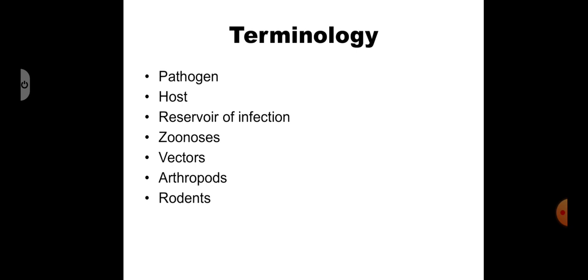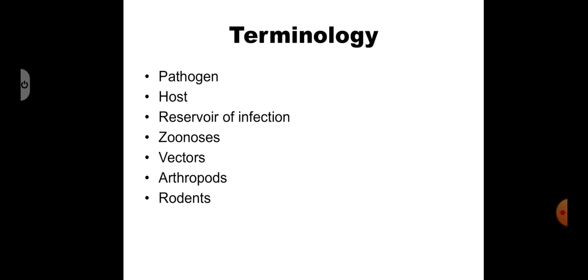What is a pathogen? Pathogen is a microbe. It can be a bacteria, virus, fungi or parasite, which is capable of causing disease. Host is usually a human which harbors the pathogen. Reservoir of infection is a natural habitat in which the organism lives and multiplies. That is, it can be human, it can be an animal reservoir, or it can be the environment. For example, in typhoid fever, what is the reservoir of infection? Usually a case of typhoid or a carrier.